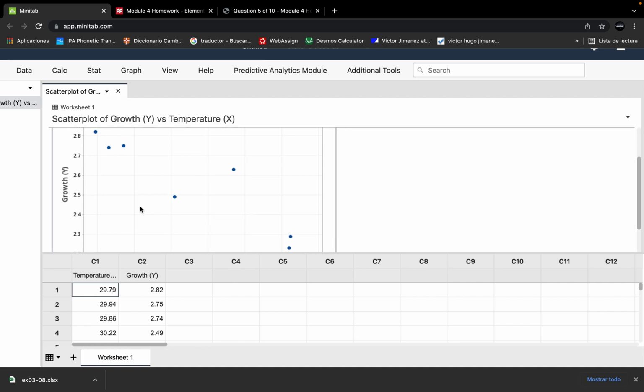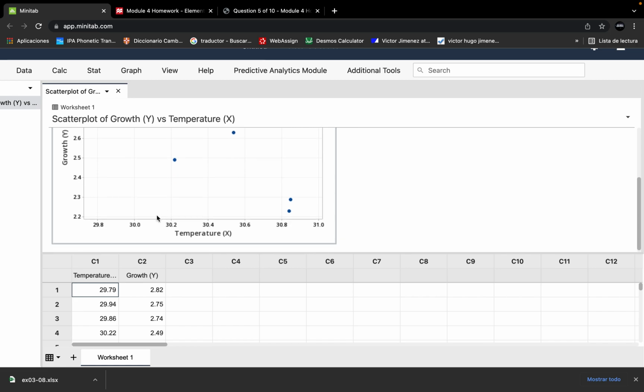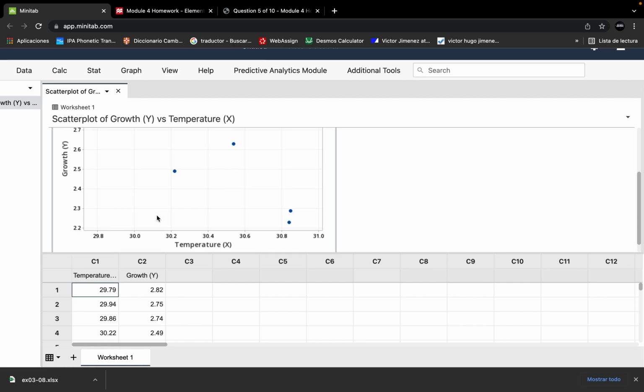When you are using a scatter plot, you don't have to join the points by using any curve or a smooth curve or a line, something like that. No, you don't have to do that. Only plot the points. That's all you have to do.